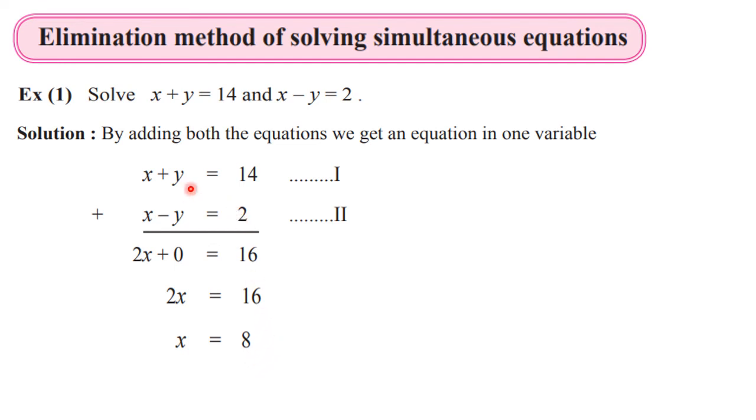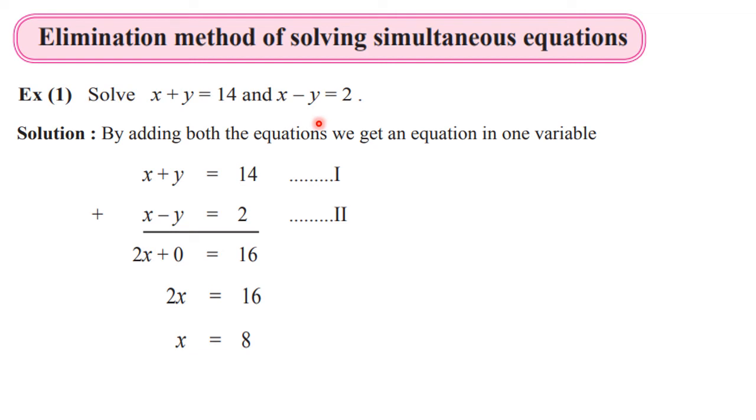Because of adding, y is eliminated. One variable is eliminated. So this method is called elimination method. To be more specific, we will say elimination method by equating coefficients. If coefficients are equal, then and only then can we add or subtract depending upon the sign of the coefficient. If the coefficients are not equal, we cannot simply add or subtract. Here the coefficients were already equal, so directly we added because we observed plus y and minus y will get cancelled.